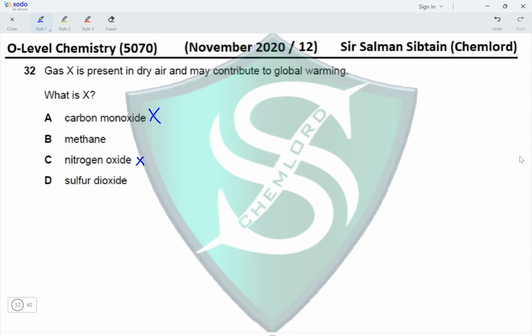And sulfur dioxide. Sulfur dioxide is converted into sulfur trioxide, and it is not present in dry air when we are filtering it. So methane is the only one here that contributes to global warming. The other gases might be present in minute quantities because it is said may contribute to global warming. So methane definitely contributes to global warming and is present in a greater quantity than the other gases. So this makes option B the correct option for this question.